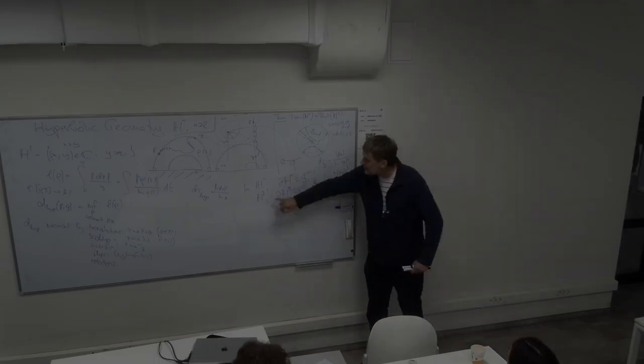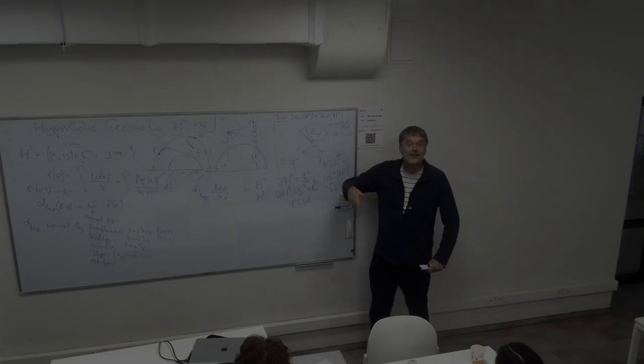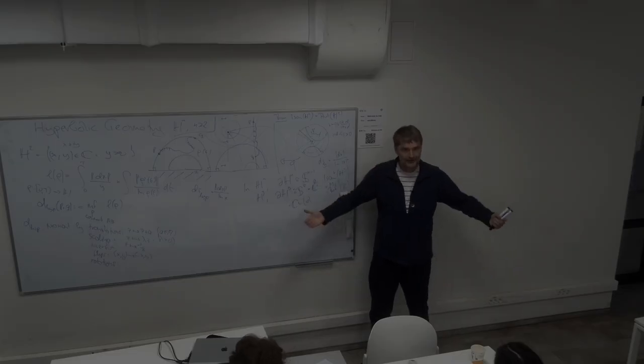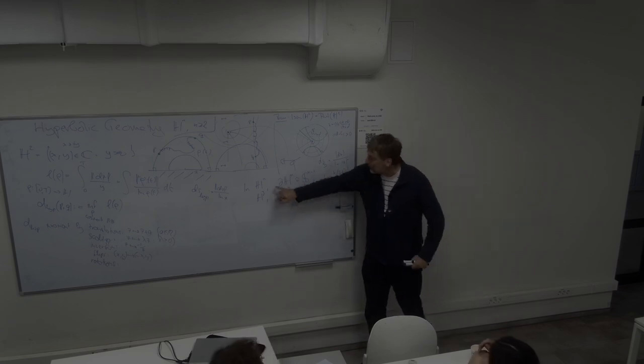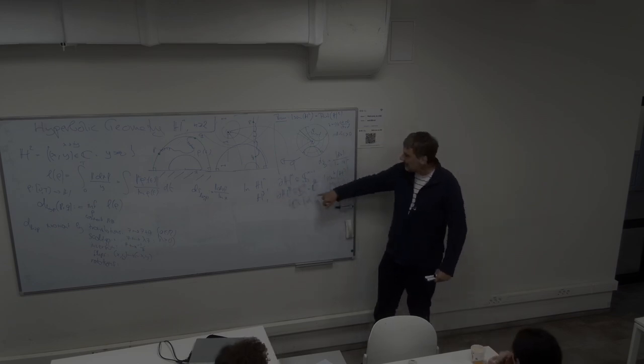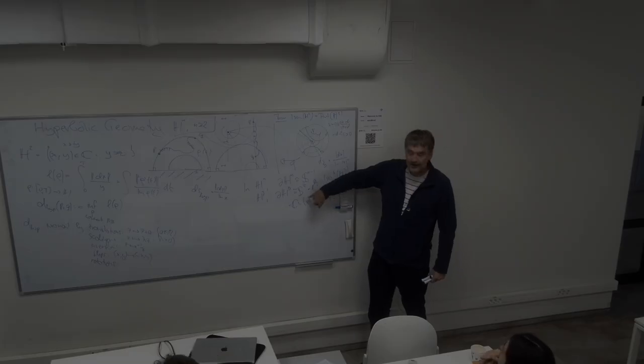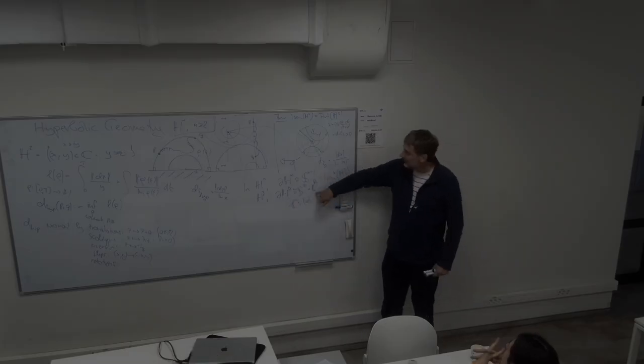So H3 naturally... Every Hn naturally has a boundary. An intrinsically defined boundary. And with that respect, all the automorphisms of H3 become automorphisms of the boundary. And in the case of dimension 3, it becomes automorphisms of the Riemann sphere.